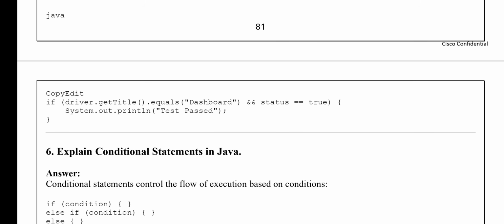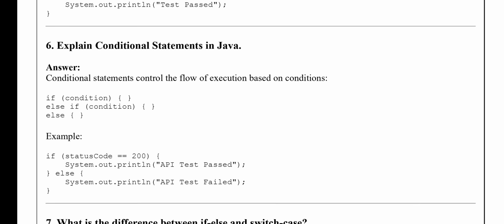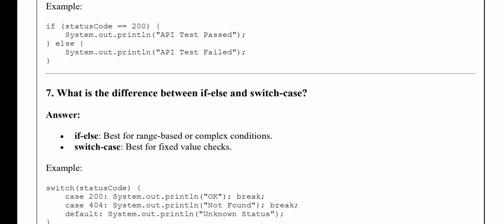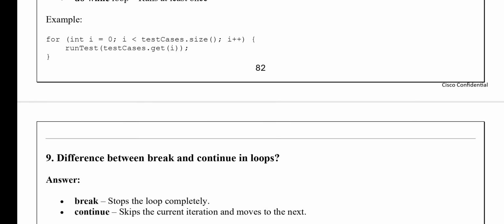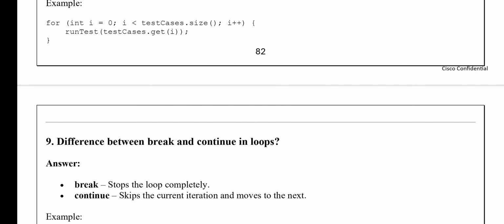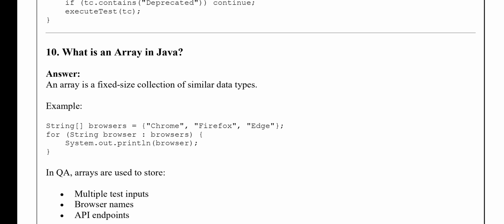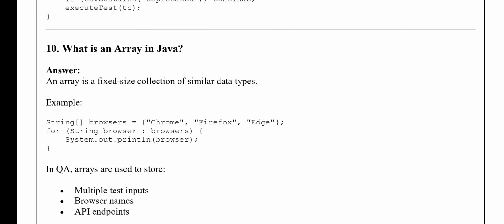Explain conditional statements in Java. What is the difference between if else and switch case? What are loops in Java and how are they used in QA? What's the difference between break and continue in loops? What is an array in Java?